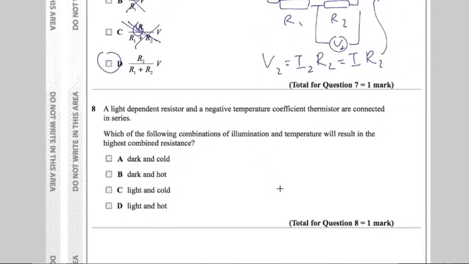Question 8. A light-dependent resistor and a negative temperature coefficient thermistor are connected in series. Which of the following combinations of illumination and temperature will result in the highest combined resistance? Now, if they're connected in series, that means their resistances are going to add. So to get the highest combined resistance, we need to maximize the resistance of each one in turn. Now for the LDR, resistance increases as light intensity decreases. So we're definitely going to need darkness. So it's not going to be either C or D.